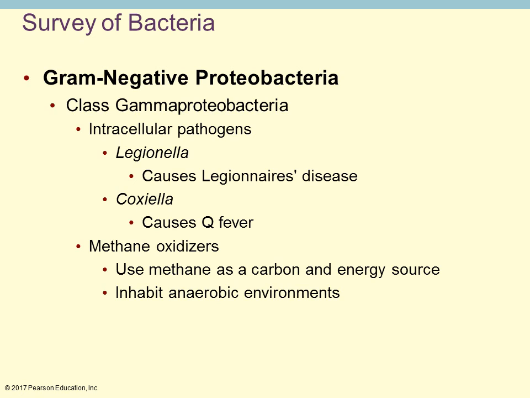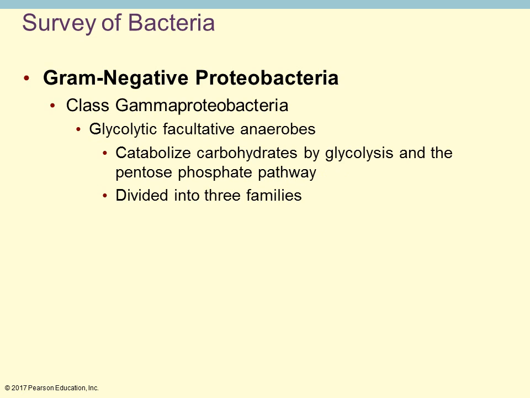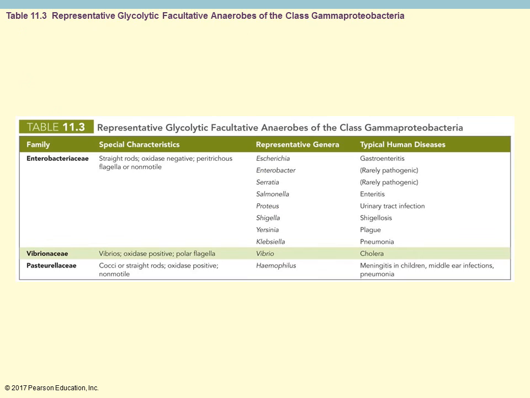There are some of these bacteria that are methane oxidizers, so they'll use methane as a carbon source and as an energy source. In this case, they would be living in an anaerobic environment. Some of these are what we call glycolytic facultative anaerobes. They can break down carbohydrates by glycolysis, and then they divide into other pathways, multiple pathways that can be used.